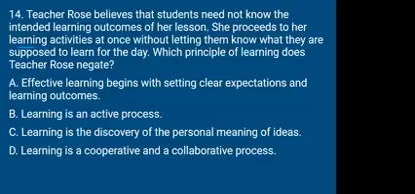Di ba? Kasi sabi niya dito, students need not know the intended learning outcomes of her lesson. So which principle of learning does Teacher Rose negate? Letter A, effective learning begins with setting clear expectations and learning outcomes. Letter B, learning is an active process. Letter C, learning is the discovery of the personal meaning of ideas. And for letter D, learning is a cooperative and collaborative process.